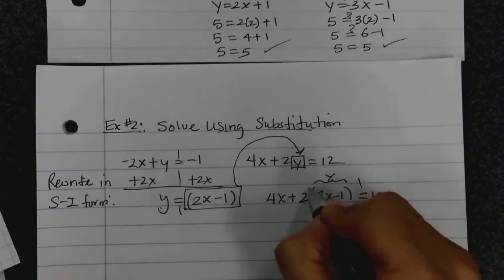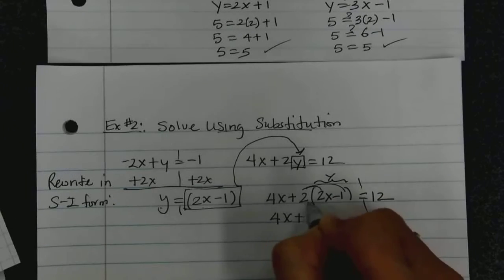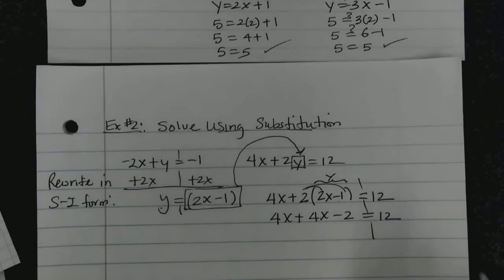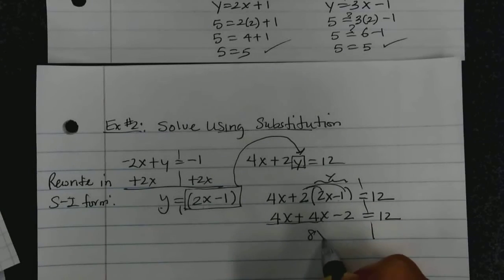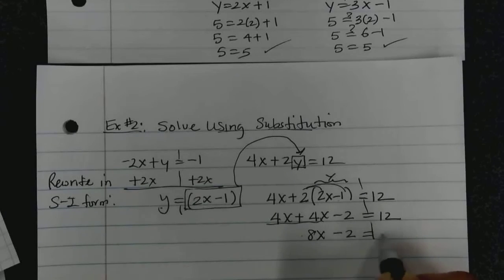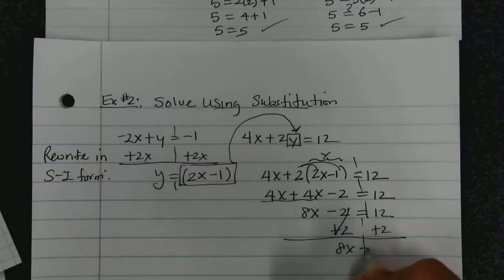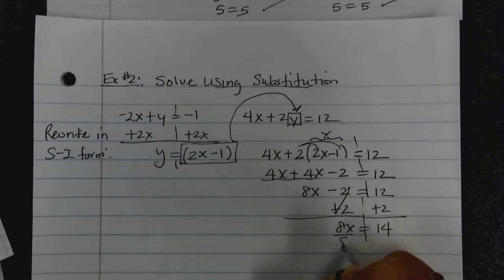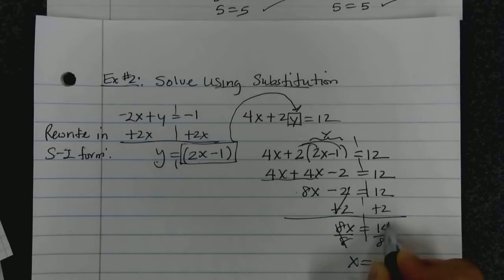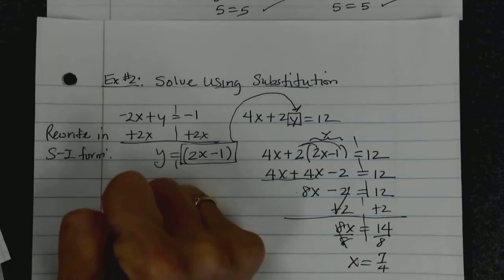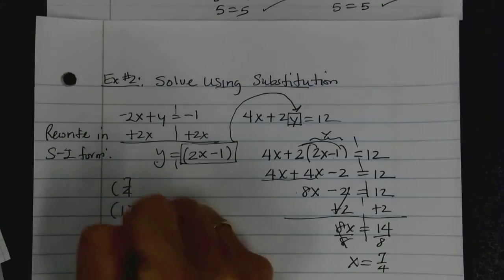So then I'm going to distribute: 4x plus 2 times 2x is 4x, and then 2 times minus 1 is minus 2, equals 12. I'm going to solve for x. And since these two are on the same side, I'm just going to do exactly what it says. 4x plus 4x is 8x minus 2 equals 12. And then we're going to solve for x. So I'm going to add 2 to both sides. So then 8x is equal to 14. And I'm going to divide by 8. x is equal to, I'm going to reduce, 7 over 4. So there's my x. 7 over 4, or you could say it is 1.75.